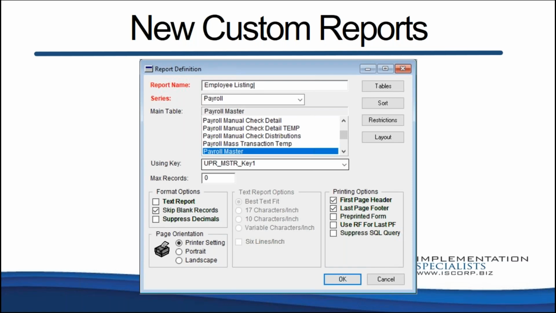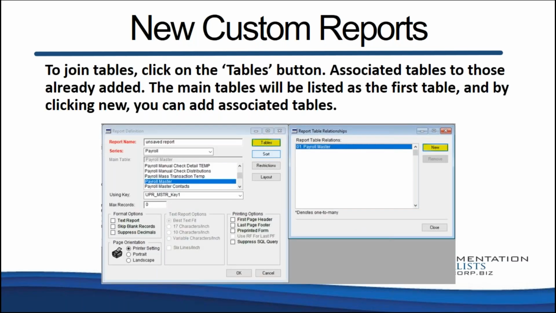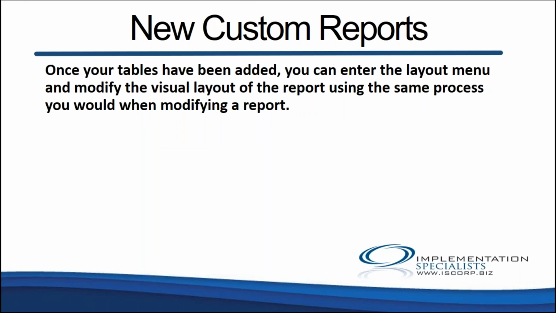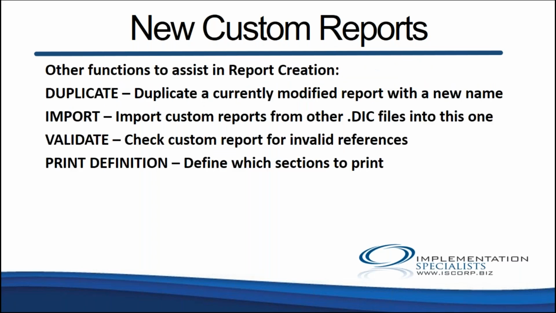I'm pulling that back up here. Again, there it is, the tables, and you can associate tables. You can click on the new button there. And I kind of showed you the layout menu that we're playing with. Like I said, everything I was just pulling from the payroll master. Some other functions that were on there: duplicate. Duplicate the currently modified report with a new name. You can't duplicate an existing one. This isn't always possible. Some of the GPs, sometimes that duplicate will be grayed out.